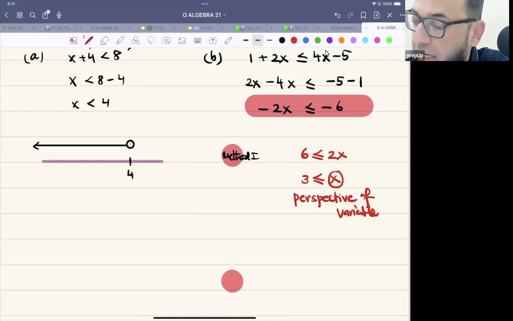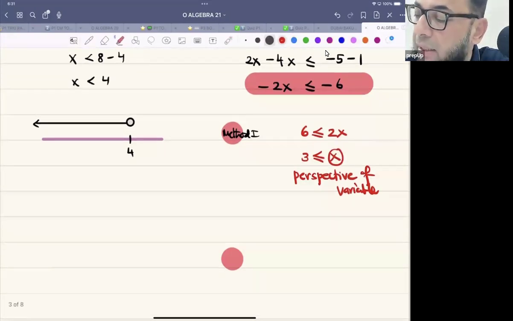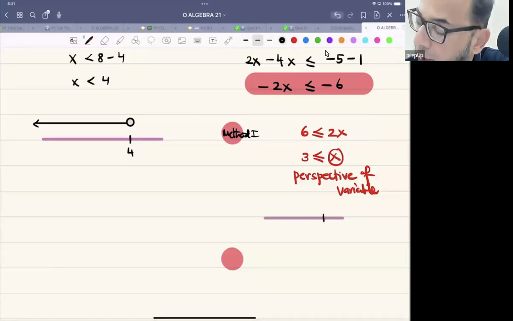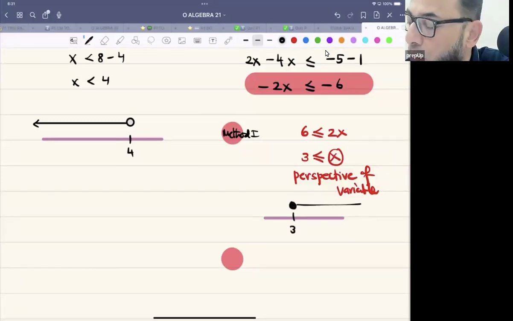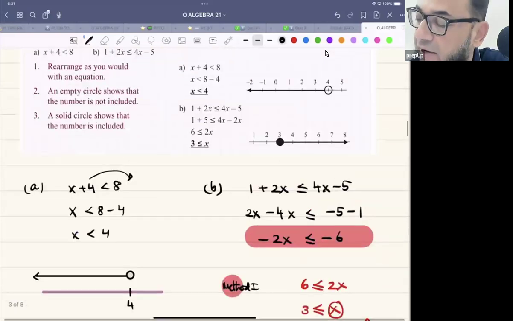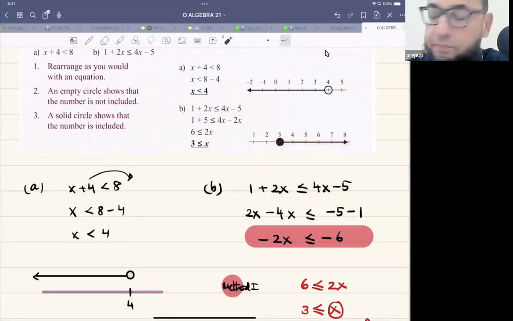So therefore, if I draw a number line, and this is 3, and x is greater than or equal to 3, that's a solid circle and we go to the right. That's how we label it. And that is exactly what they have labeled. This is 3 going to the right.